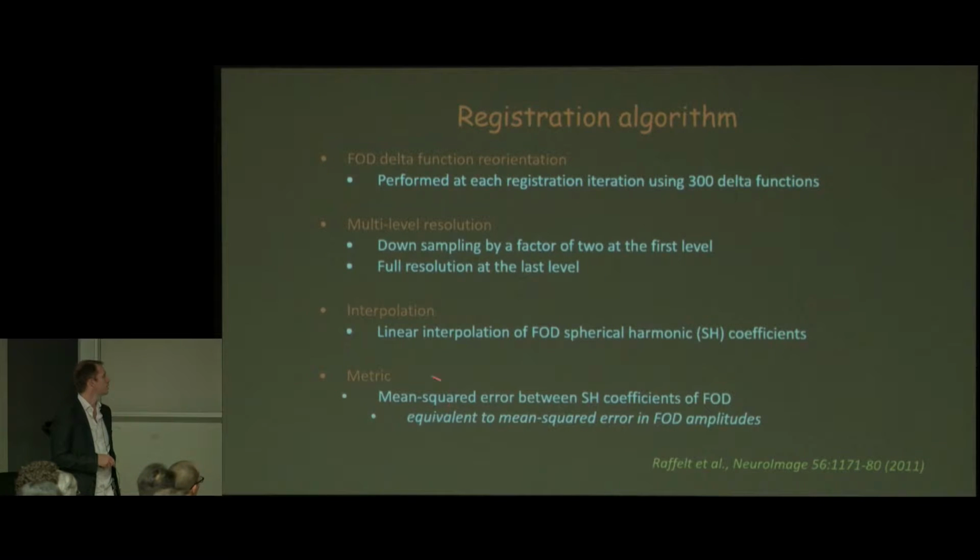And the metric here is something that we want to look at a little bit more closely, but currently we use just a mean squared error between the SH coefficients of the FOD. And if you take a Cartesian Fourier analogy, that's equivalent to the mean squared error on the amplitude itself by Parseval's theorem applied to spherical harmonics. So basically that's minimizing the mean squared error between the fiber orientation distribution amplitudes.